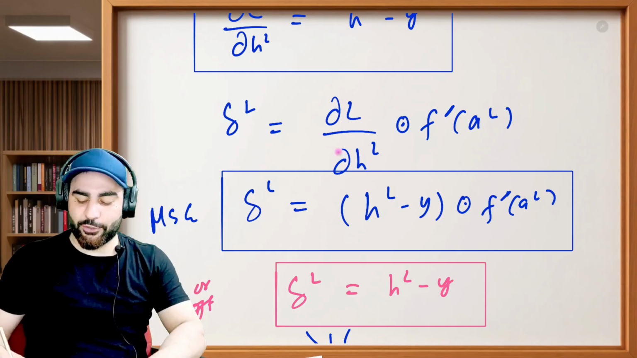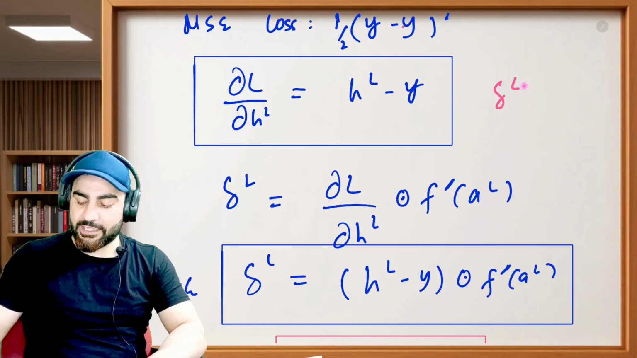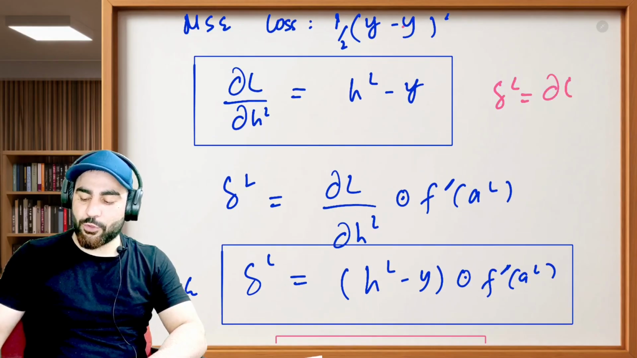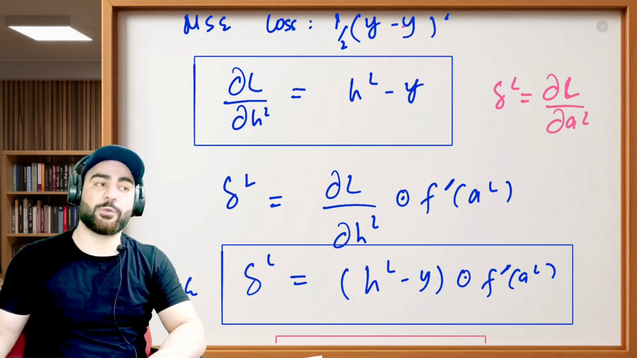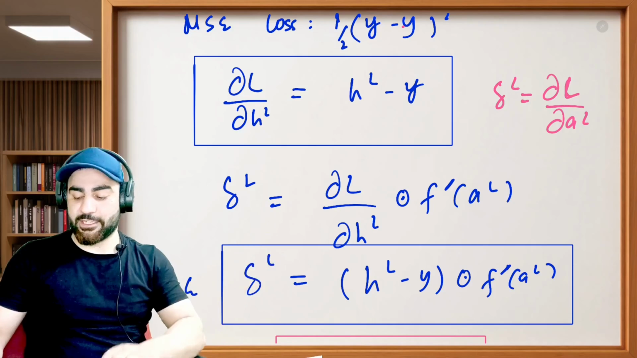So compute the derivative of this. Basically you want to compute how this delta L is defined. Delta L basically tells you to compute this: you have to compute dou L divided by dou AL. So this is what you have to compute. This is what the error is: the loss function with respect to this aggregation function.